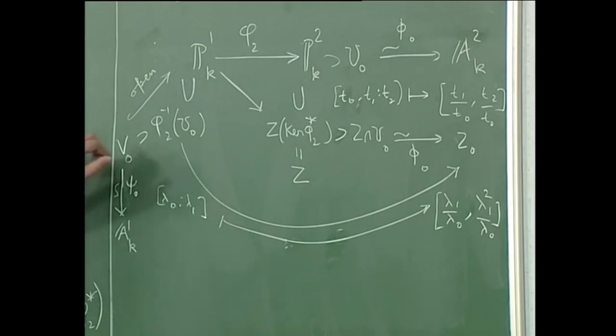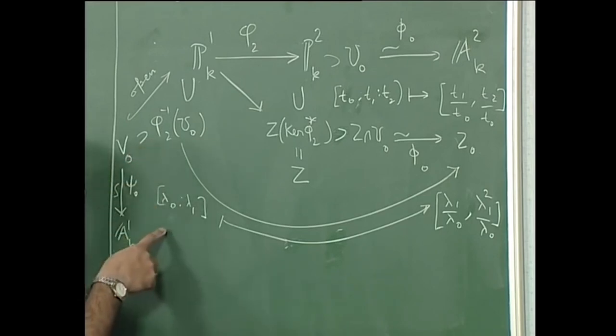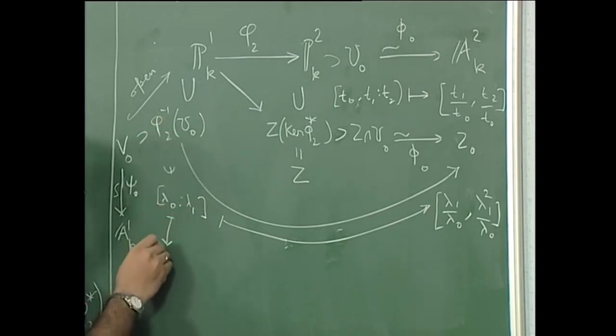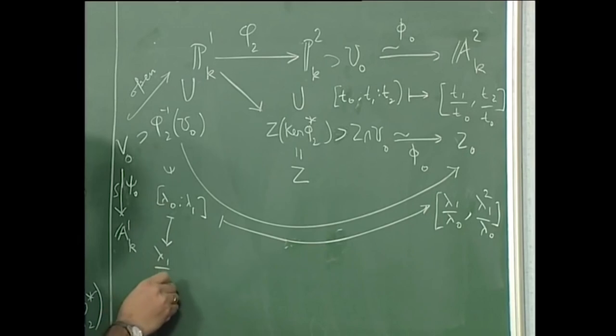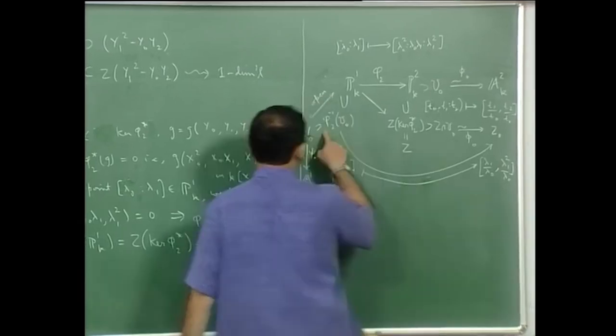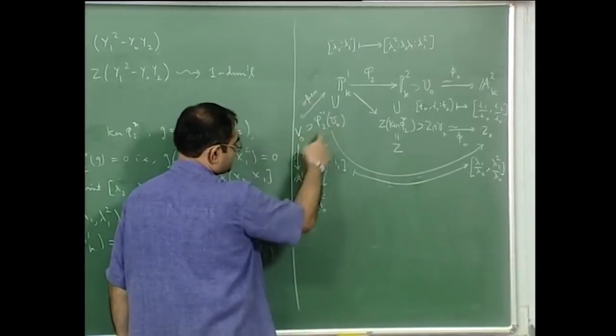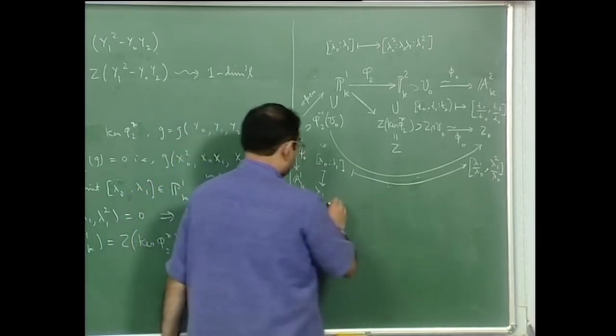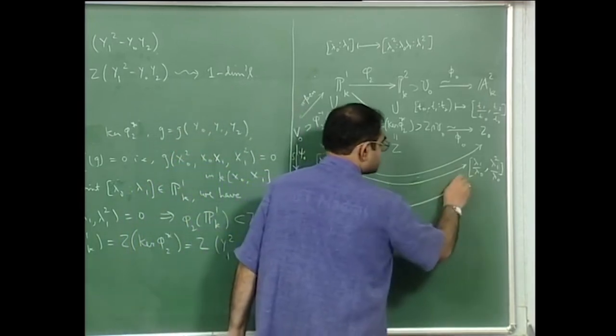V naught is the locus where the first coordinate x naught does not vanish. Under this identification, this point will go to the point lambda 1 by lambda naught. And therefore, finally, phi 2 inverse U naught is an open subset of V naught, so its image here will be an open subset of A1. And if you finally write out the morphism, it is this.